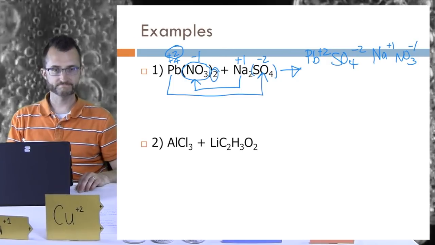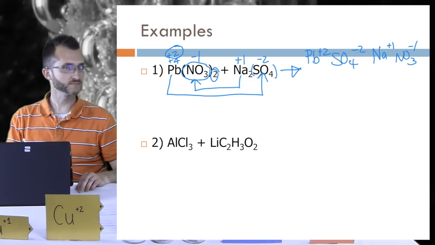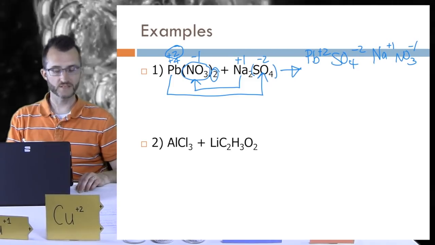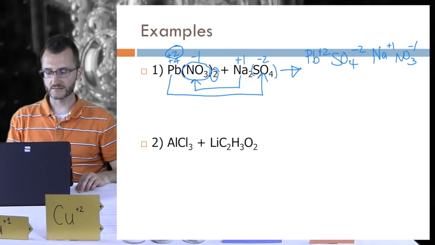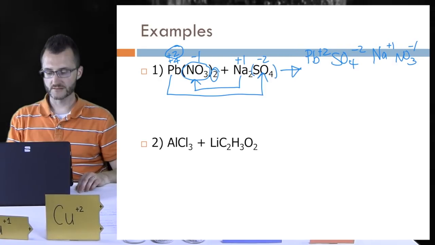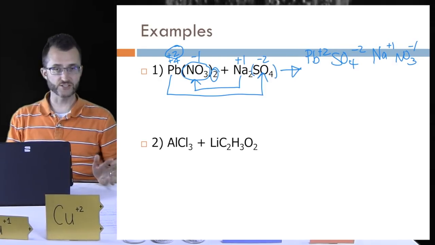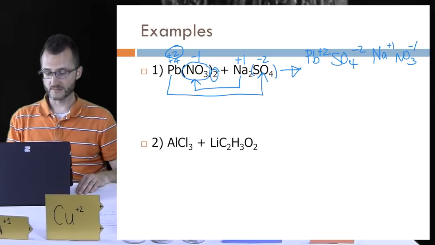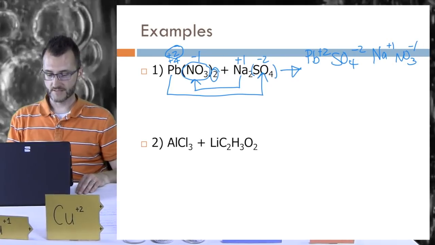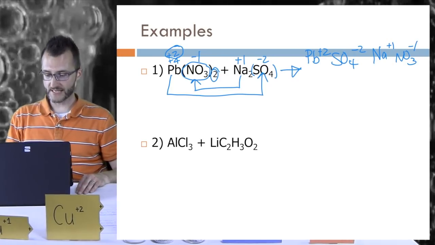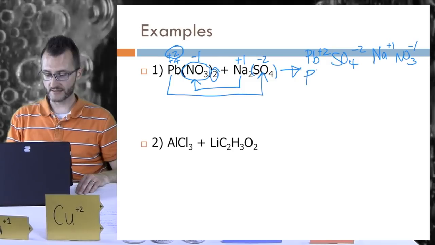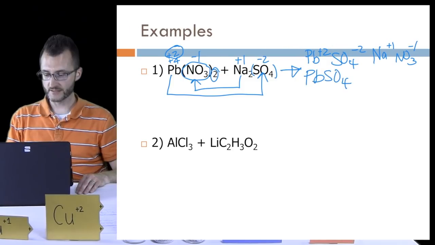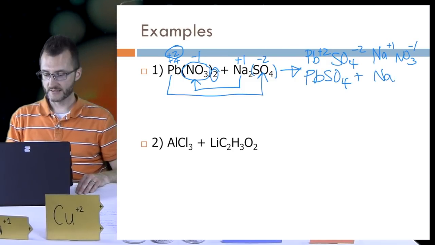There's a 2 outside the parentheses. That's not part of the polyatomic. That's just telling you how many polyatomics you had in that Pb(NO3)2. So I do leave the 3, I just don't use the 2. Correct. You can see how one's part of the polyatomic and the other one's not. If I put these together, the +2 and the -2 cancel out. I get PbSO4. I also get NaNO3.